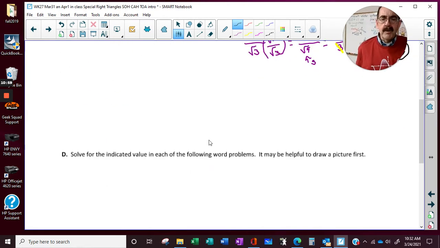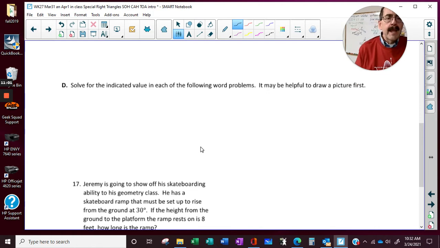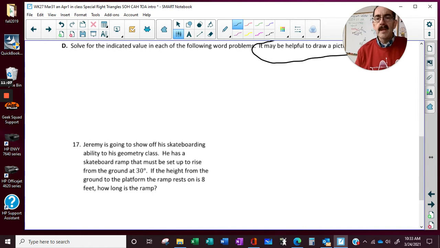There was one more problem here before we move on. And it's always helpful to draw a picture first. So let me read it. Jeremy is going off to show his skateboarding ability to his geometry class. He has a skateboard ramp that must be set up to rise from the ground 30 degrees. If the height from the ground to the platform the ramp sits on is 8 feet, how long is the ramp? Okay, so now pause the video and draw.